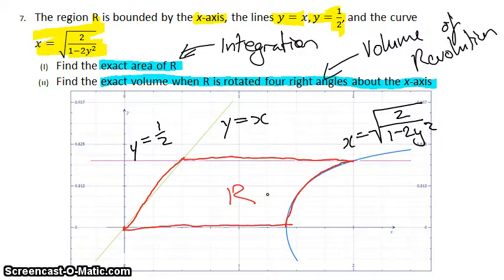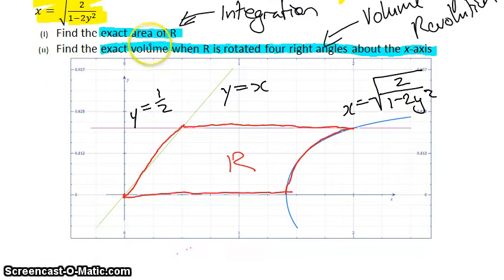How are we going to find the area of this region R? Well, there's two ways. Firstly, we could do it along the x-axis, right? We could split this up, and this is a half, this is 0, so integrate 0 to half, then integrate half to 2, and then subtract away from root 2 to 2. We could do it along the x-axis.